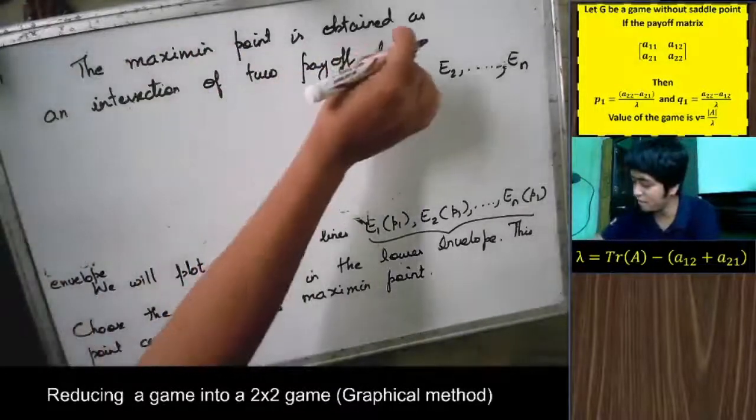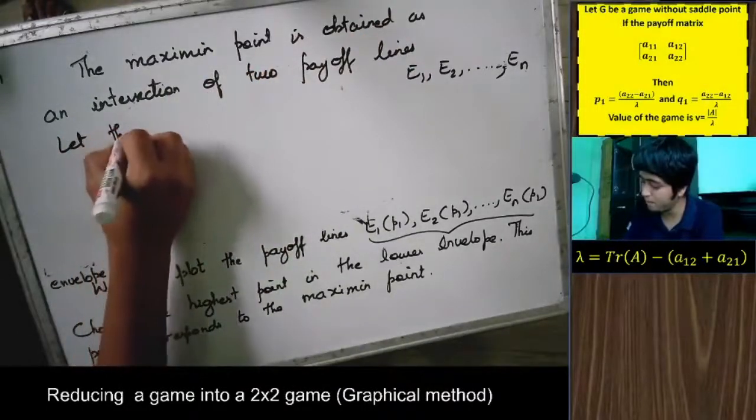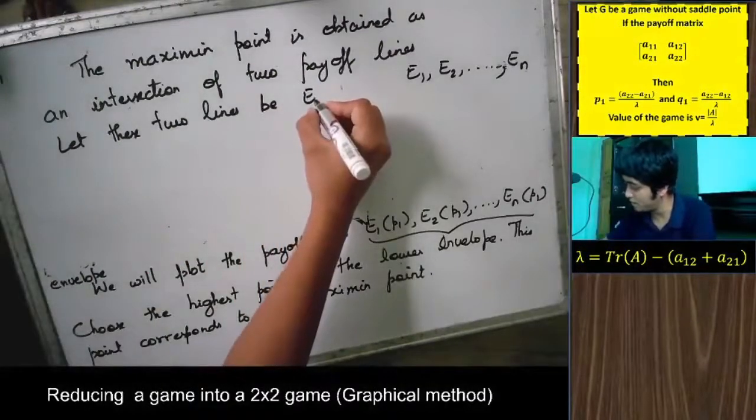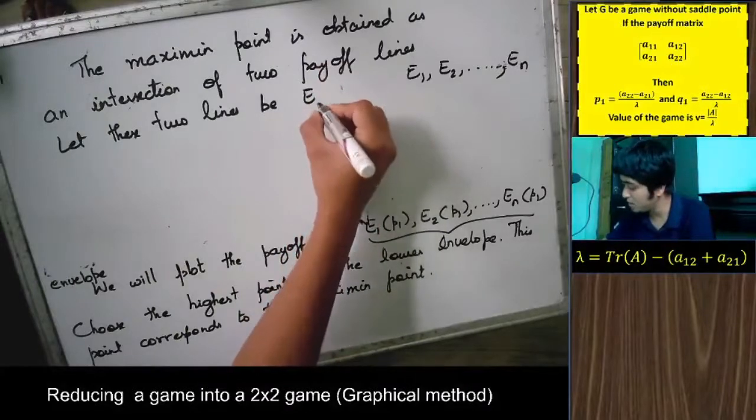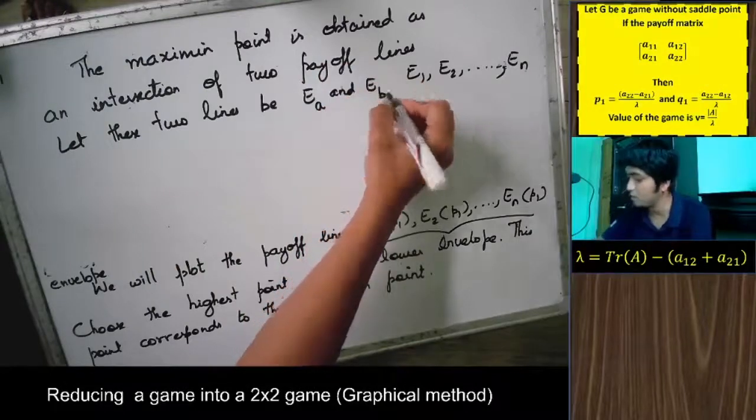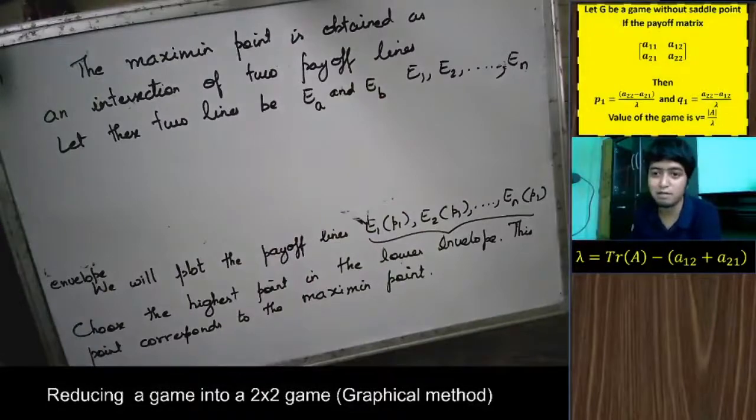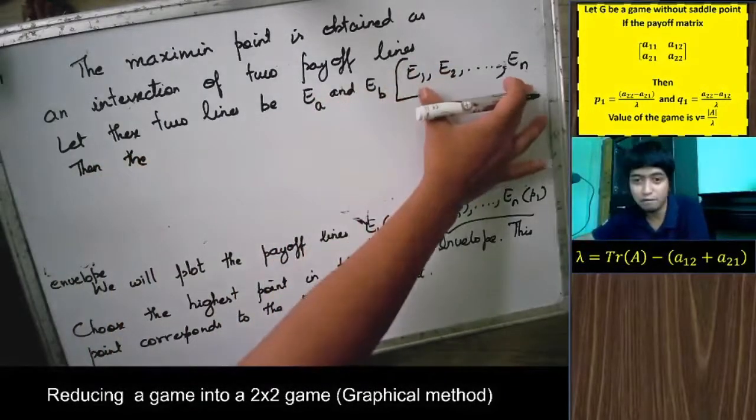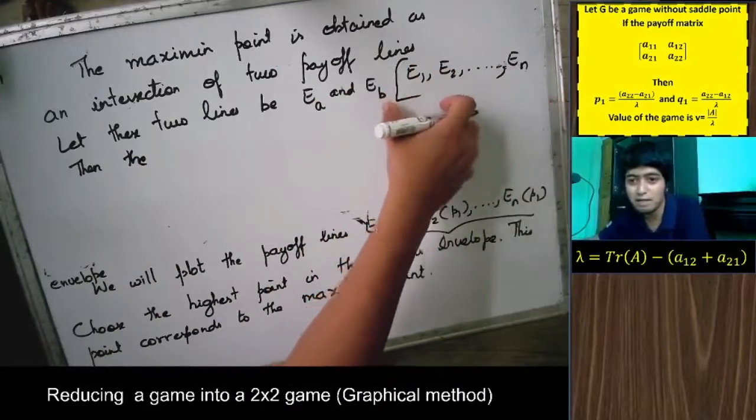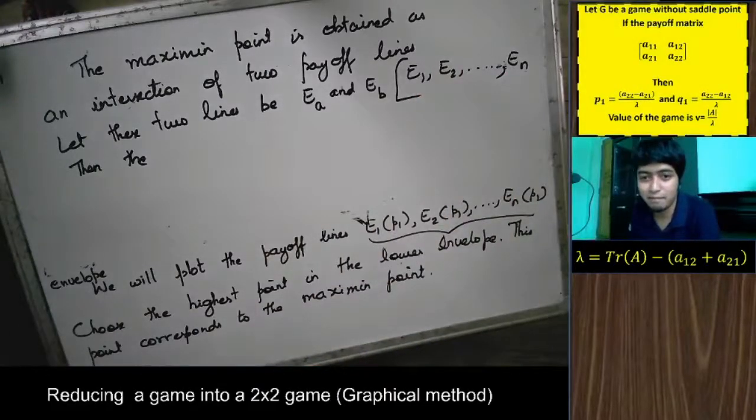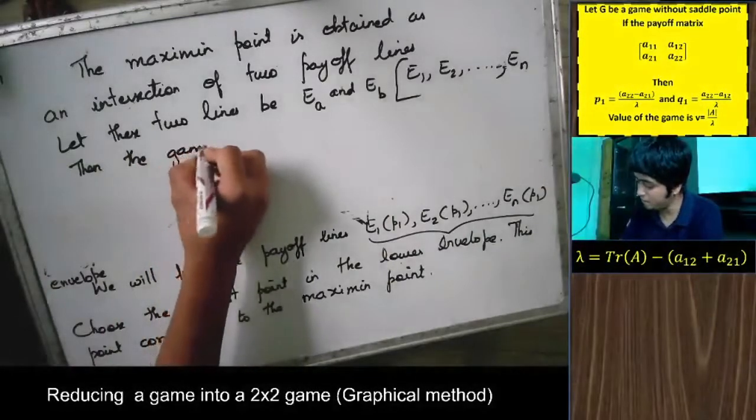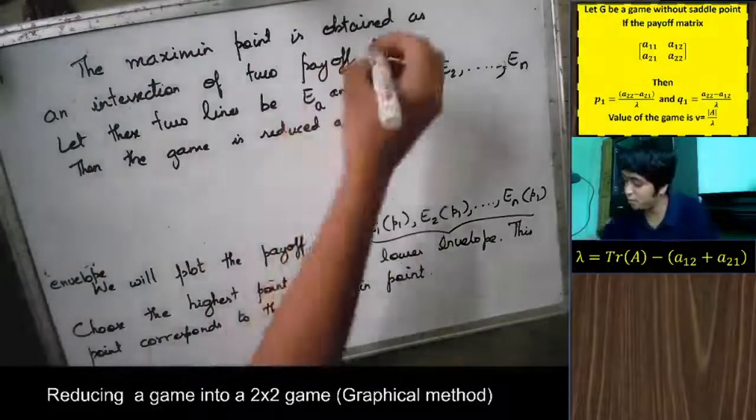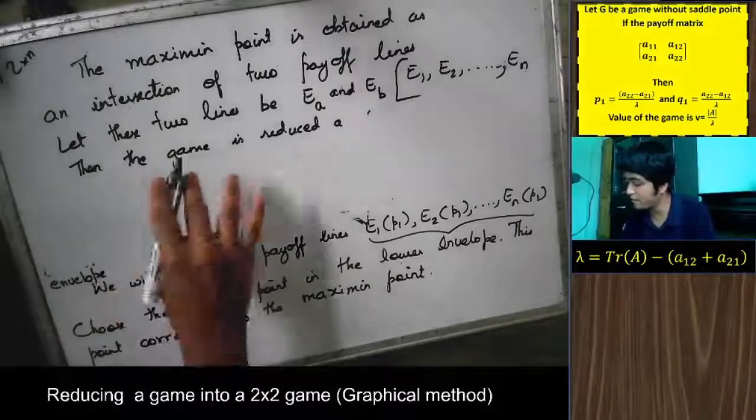Now, let these two lines be, maybe, EA and EB. We can use any notation. Let the payoff lines be EA and EB. Here A can take a value from 1 to n, and similarly B can be one of these, 1, 2, or n. Then the game is reduced to a 2 by 2 game. Remember that before we had a 2 by n game. Now we have reduced the game to a 2 by 2 game.